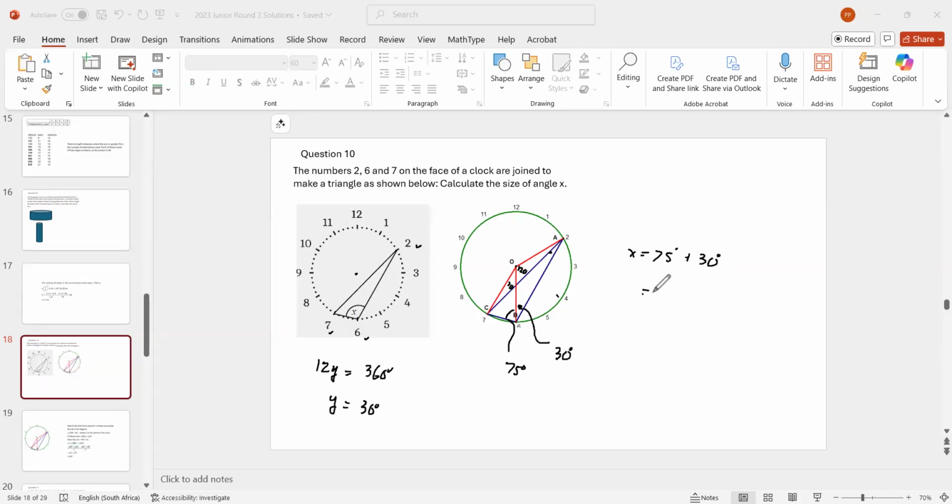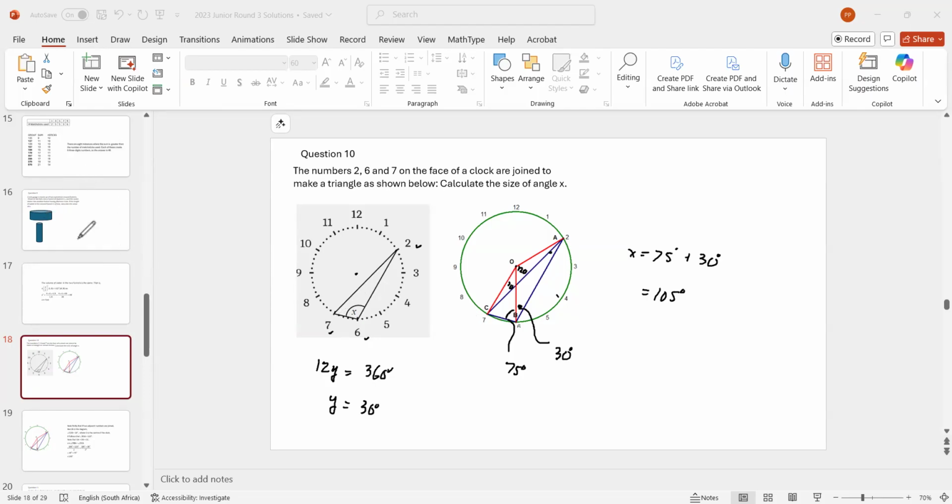And that is 105 degrees. Okay, it's a nice problem. It's also a nice fact that, using the word subtended, the line from two consecutive numbers, if you join it to the center, makes a new angle of 30 degrees. So that's a useful fact to remember about clocks.